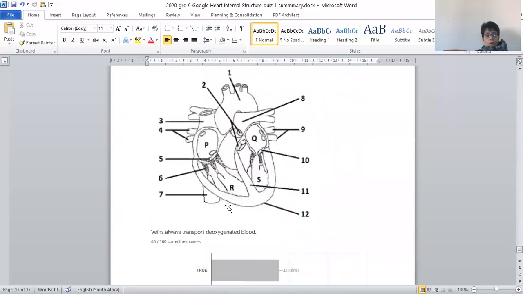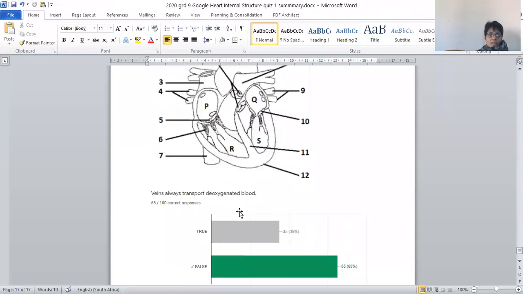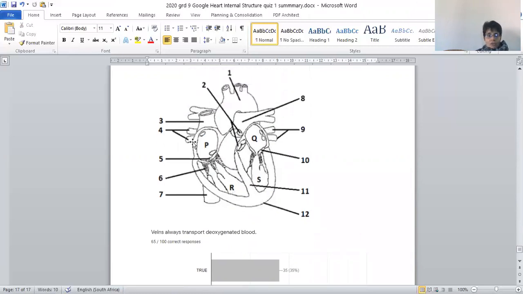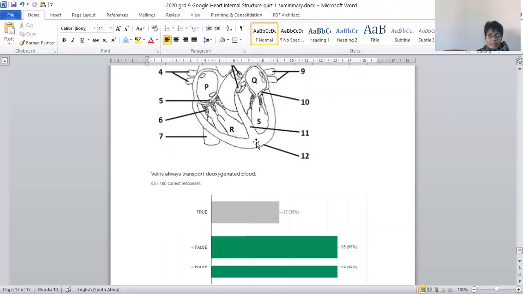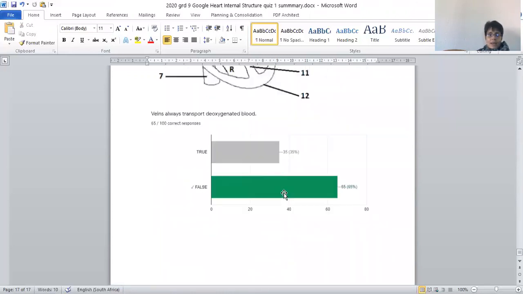Next one. Okay, I don't need the diagram here. Veins always carry deoxygenated blood. False, because the pulmonary veins, these ones, transport oxygenated blood to the left atrium from the lungs. See, you got to read carefully. Okay, that's the end. So please go through this carefully.